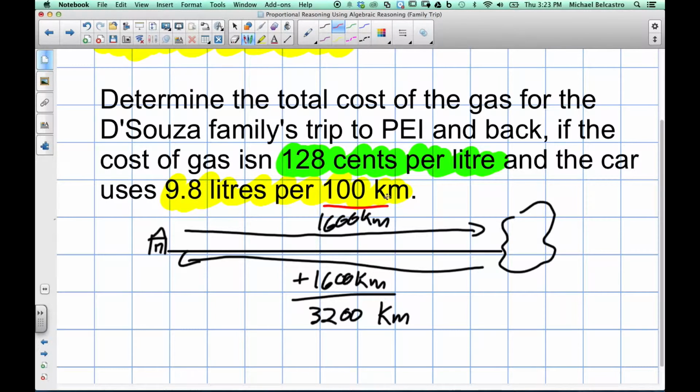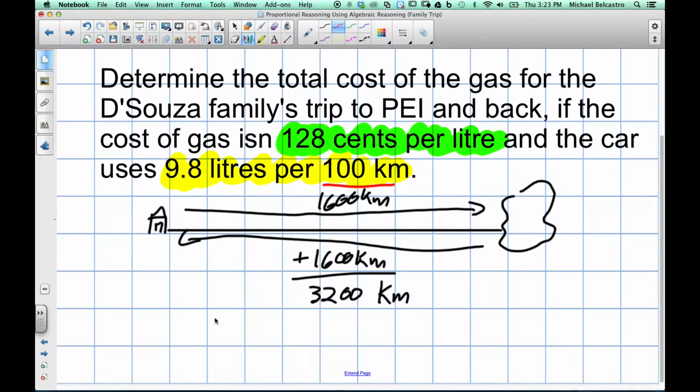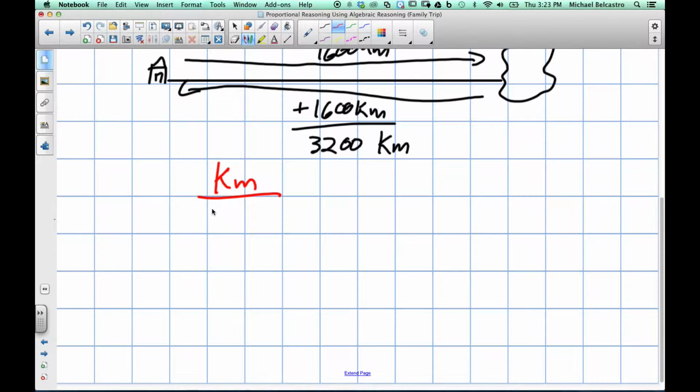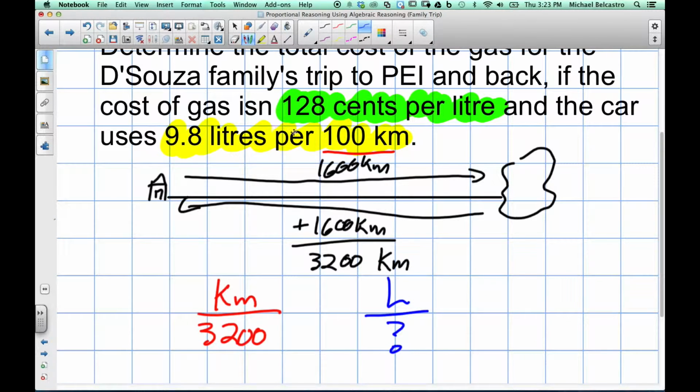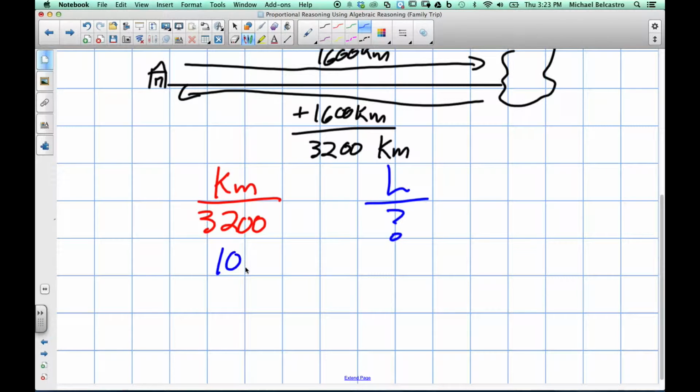So let's set up our two variables in this question. One of our variables is our kilometers, or distance, okay? So we have our kilometers, and we know the family trip now is 3,200 kilometers. We also want to know how many liters they use, and that's kind of our unknown at this point. They have given us a rate: for every 100 kilometers we use, our car is going to use 9.8 liters of gas.